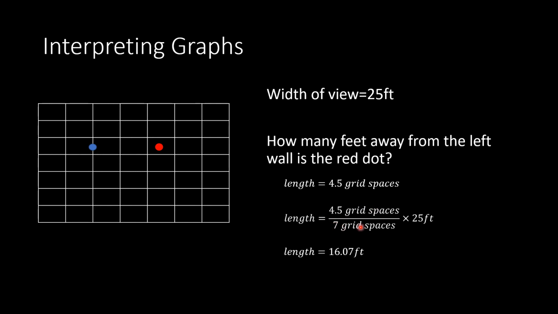Again, see that the 7 grid spaces is on the bottom, whether it's on the right side or the left side. If we were to cancel this out, the grid spaces would cancel with the grid spaces, and we'd be left with an answer that's in feet, and it is the same answer.